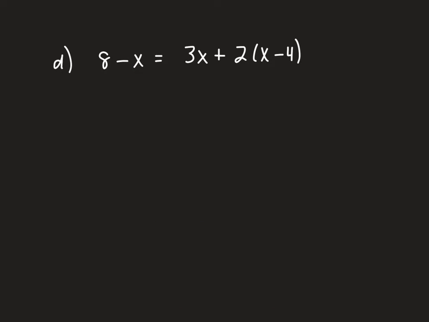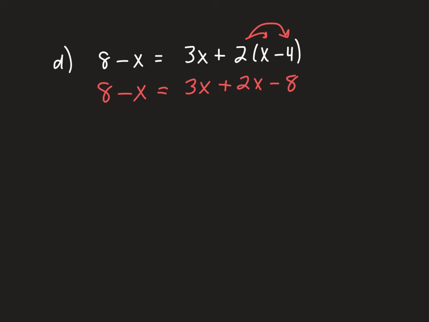All right, part D, 8 minus x equals 3x plus 2 times x minus 4. Okay, so again, here's one. There's clearly an option to distribute. In this problem, this is probably what I would do, since it's not a fraction being multiplied, so I wouldn't really multiply both sides by something. I would actually go ahead and just distribute the 2 here. So the 2 times x is 2x. The 2 times the -4 is going to be a -8.